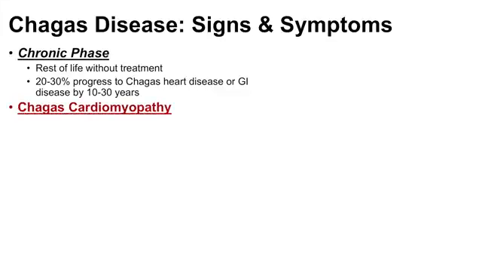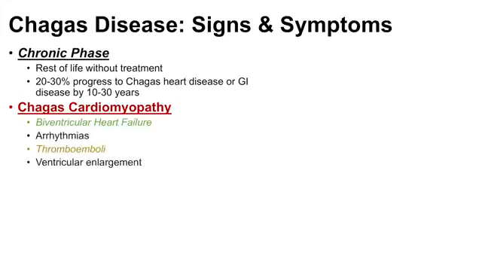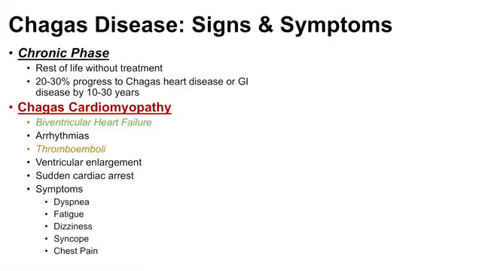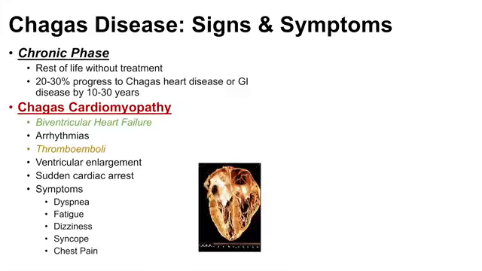Now, Chagas heart disease, otherwise known as Chagas cardiomyopathy, is considered a biventricular heart failure. It can lead to arrhythmias, thromboemboli, ventricular enlargement. It can lead to sudden cardiac arrest. And symptoms of Chagas cardiomyopathy include dyspnea, fatigue, dizziness, syncope, and chest pain. And here's the heart of an individual with Chagas cardiomyopathy.